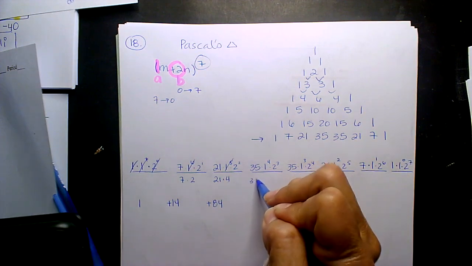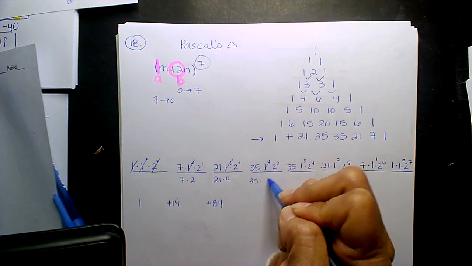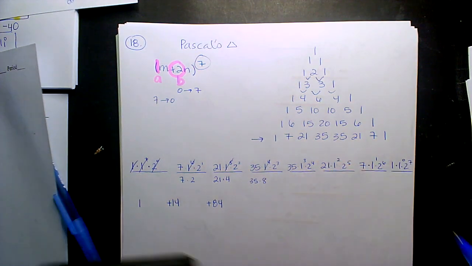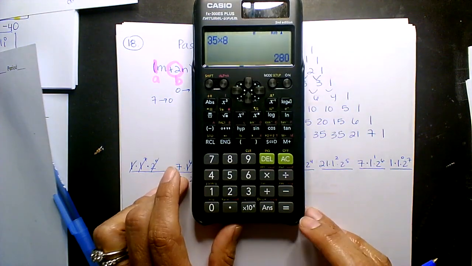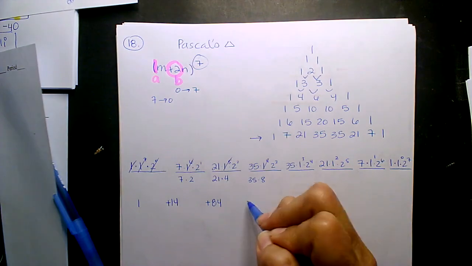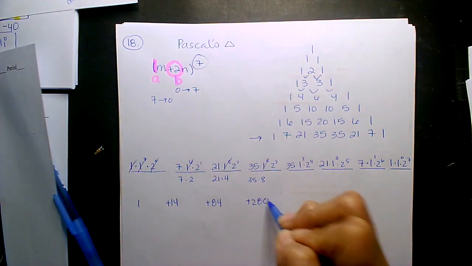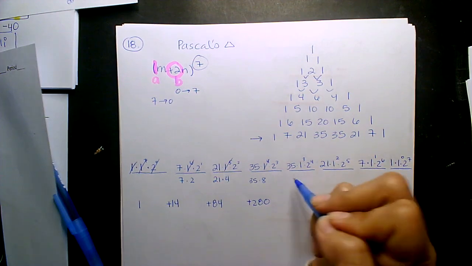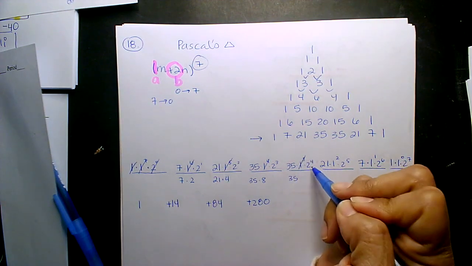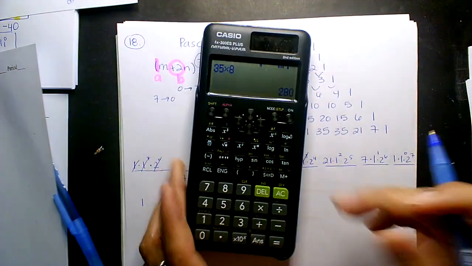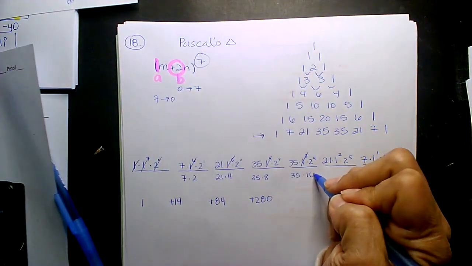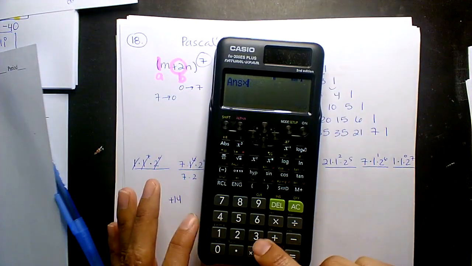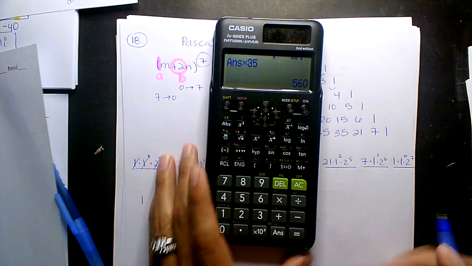And then I have 35. This is 1. 2 to the third is 8. So what's 35 times 8? 280. Okay, 35. 1 to the third is 1. 2 to the fourth is 16, right? 2 times 2 times 2 times 2. And then what's 16 times 35? 560.